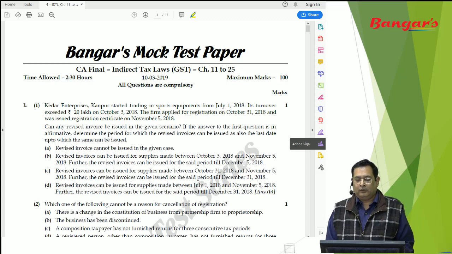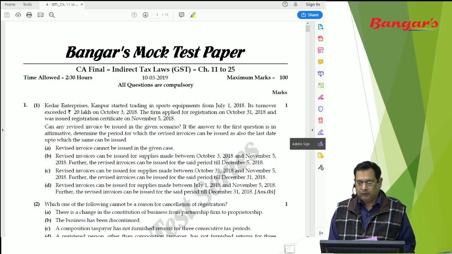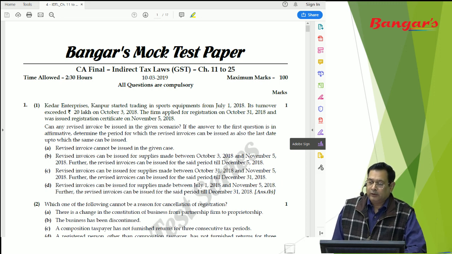We'll be discussing the mock test paper which was scheduled on 10th of March 2019, chapter 11 to 25, indirect tax laws, goods and services tax. Now the multiple choice questions. Question number 1 was dealing with the provisions relating to issuance of revised tax invoice.